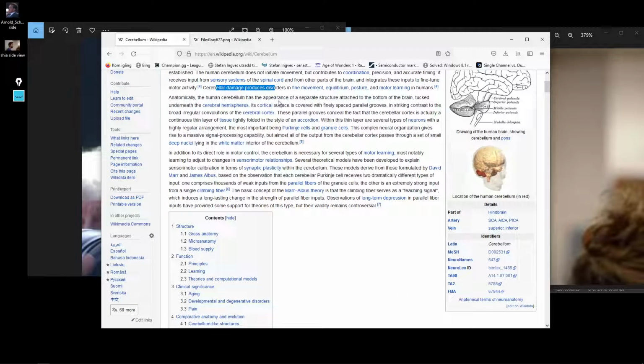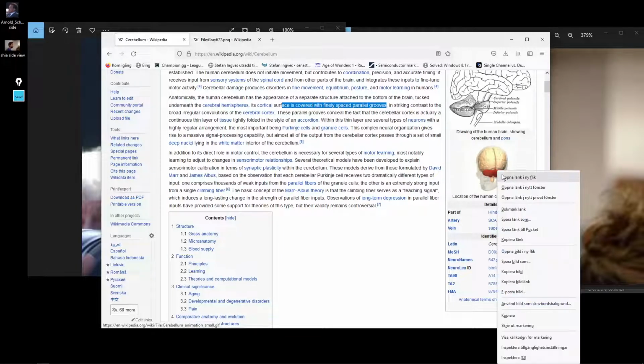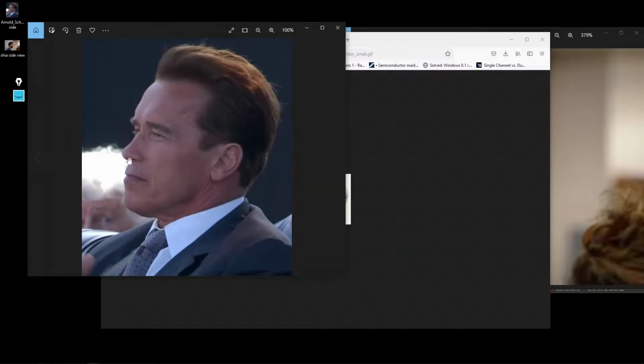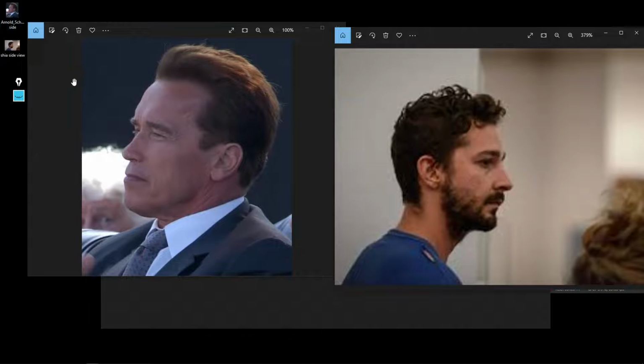Anatomically, the human cerebellum has the appearance of a separate structure attached to the bottom of the brain, tucked underneath the cerebral hemispheres. Its cortical surface is covered with finely spaced parallel grooves. Yeah, we can see it in the red here as well, to get the point home. So we look at them again.